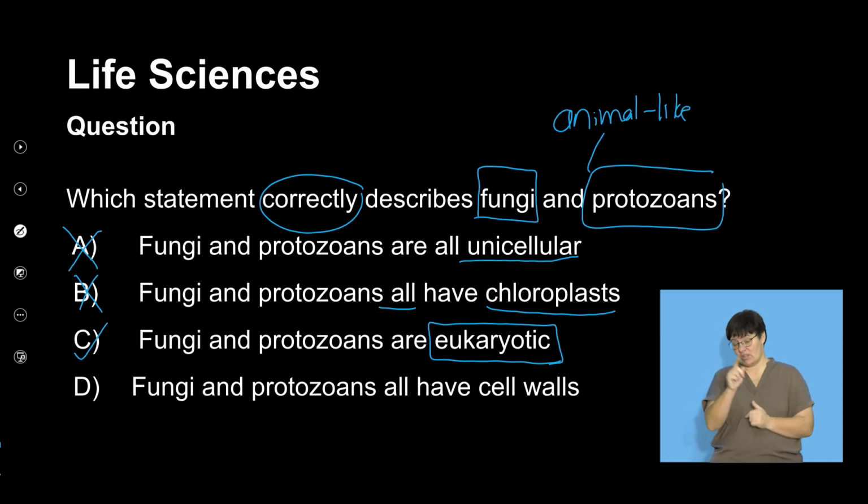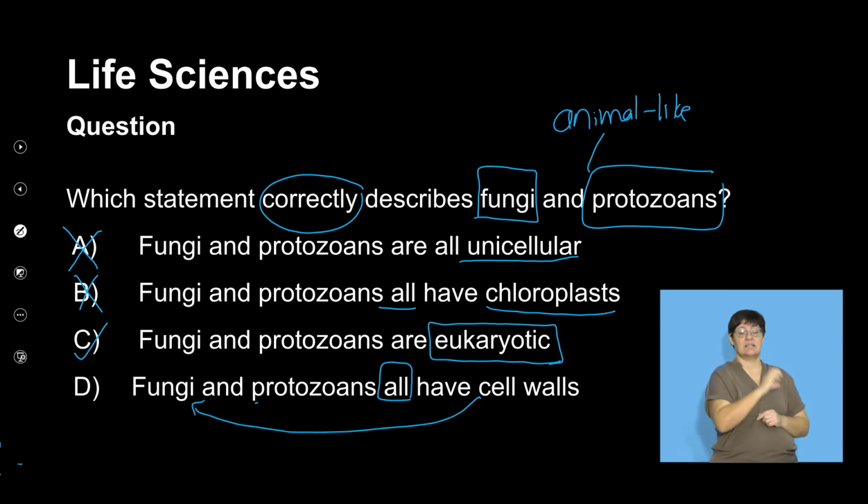It says, fungi and protozoans all have cell walls. Okay, fungi, yes, have a cell wall, but protozoans, being animal-like cells, do not have one at all. They just have a cell membrane. So that would be incorrect. So number C would be a correct answer.